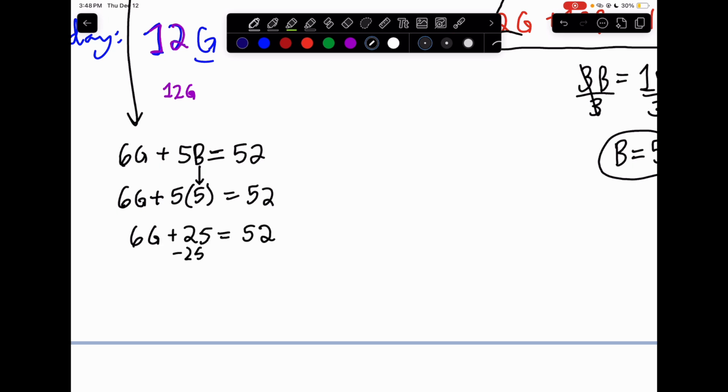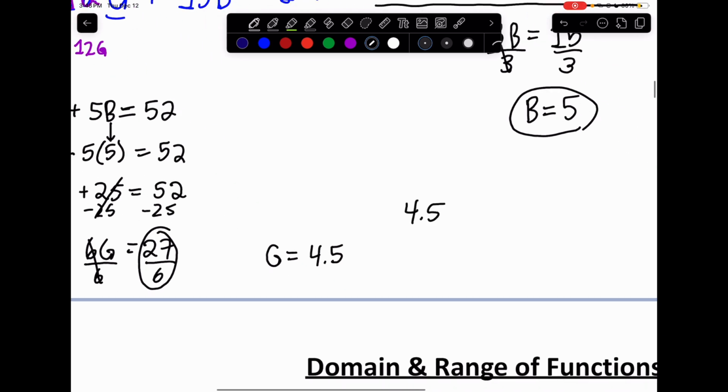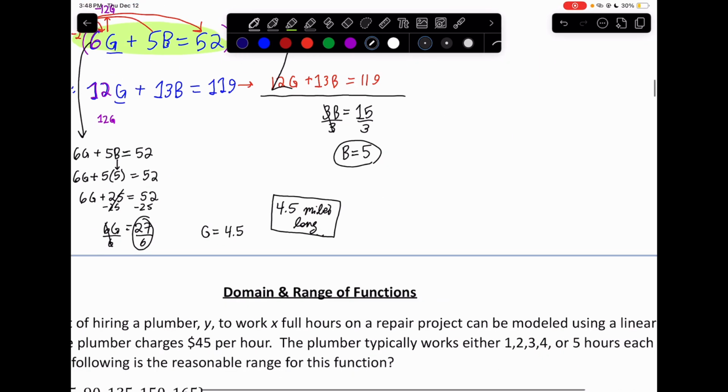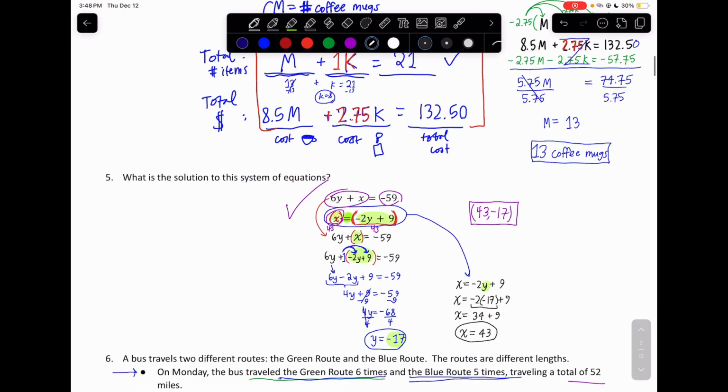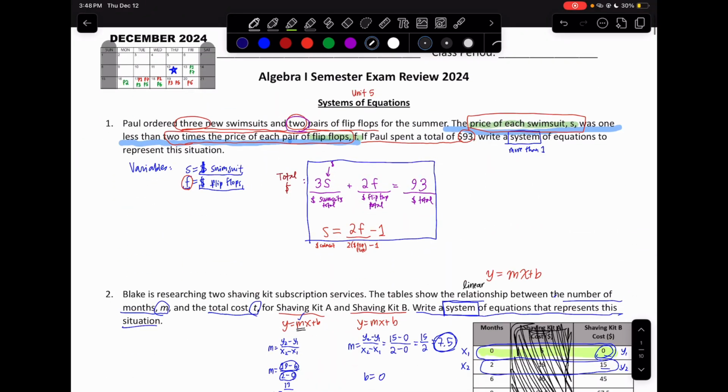Take away 25 from both sides. 6G equals 27. Divide by 6, divide by 6. G is equal to 4.5. So that's what this is equal to right here. So the green route is 4.5 miles long. Awesome. Okay, and that concludes our system of equations section for the exam review.